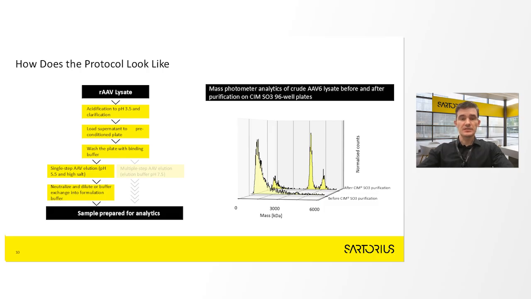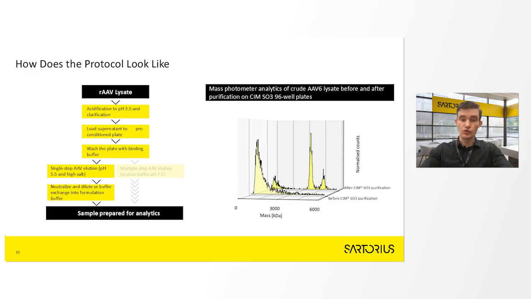So what does the protocol look like? On the left, you see a schematic of how it looks. So we take our AAV lysate, we acidify it to pH 3.5 to prepare the sample for binding and do a quick clarification with the centrifuge. We load our supernatant to the preconditioned plate and wash the plate with binding buffer to remove any unbound impurities.